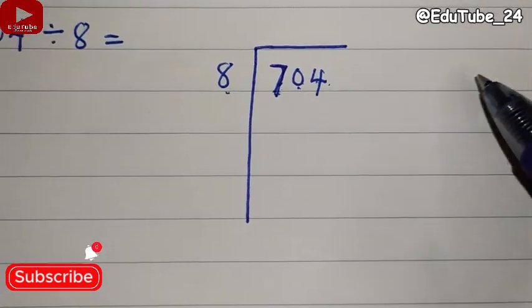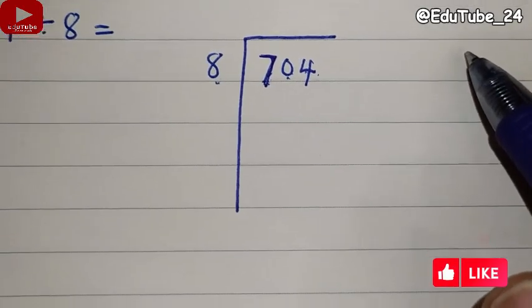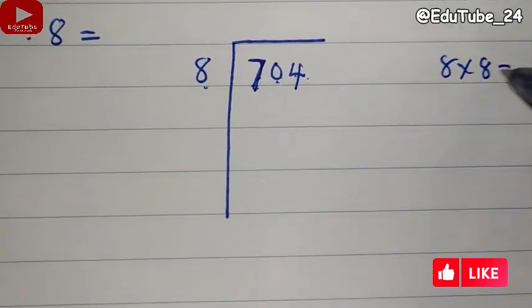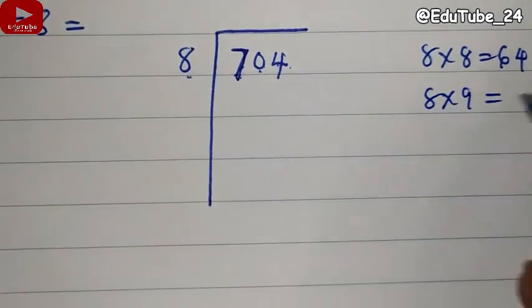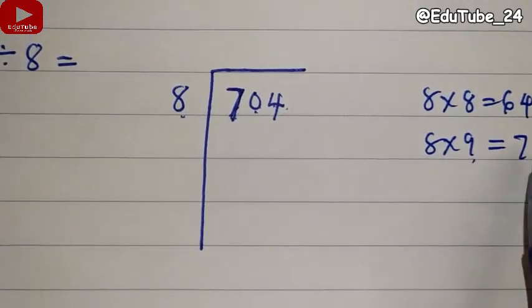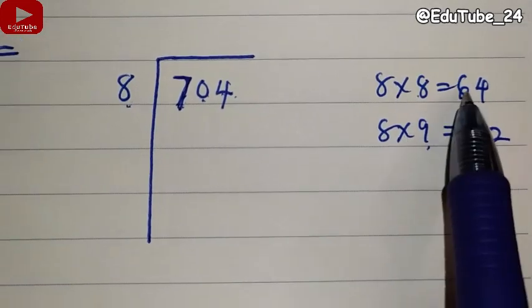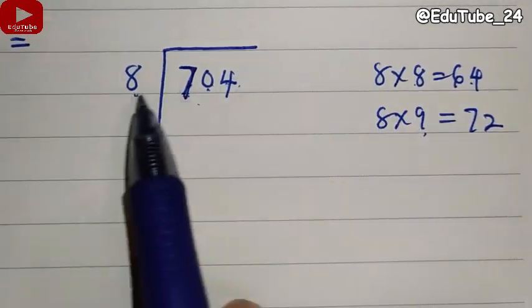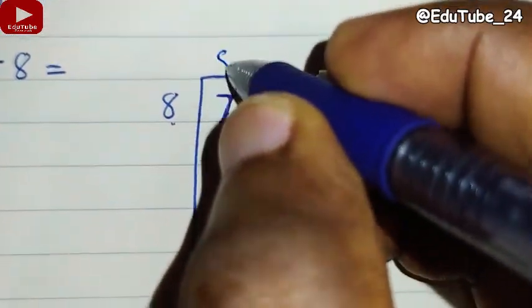In my multiplication, I know that 8 times 8 will give me 64, and I know that 8 times 9 will give me 72. So if I go by 9, I will have an answer greater than 70, but if I go by 8, I will have an answer less than 70. So certainly 8 in 70 will give me 8, so I'm going to write 8.